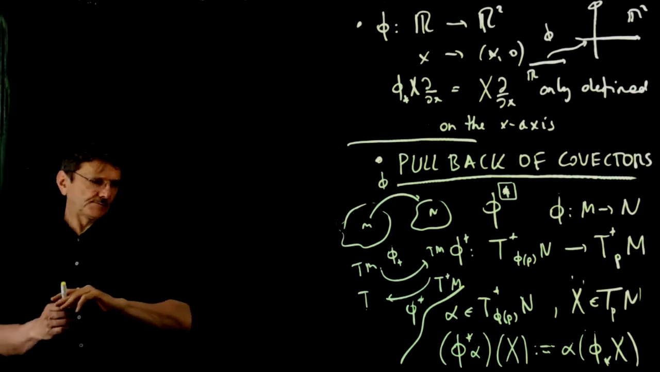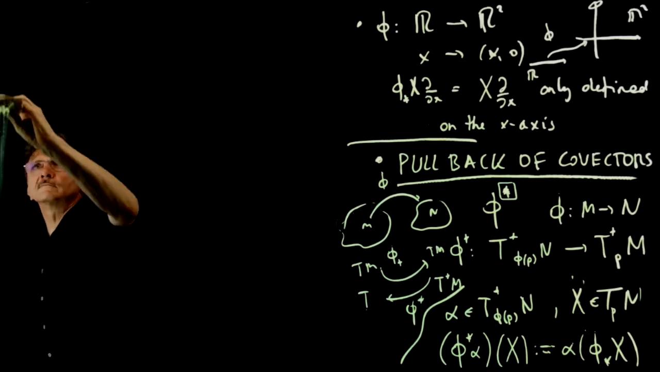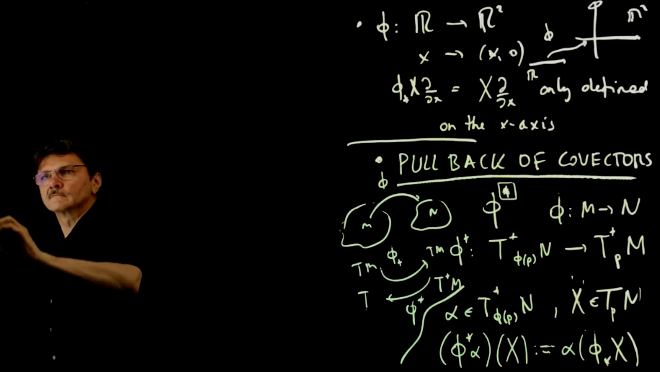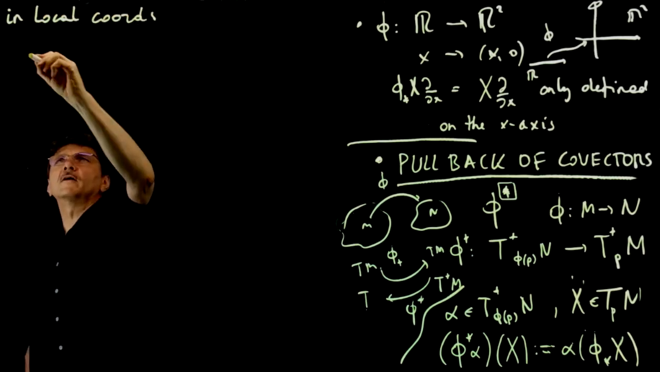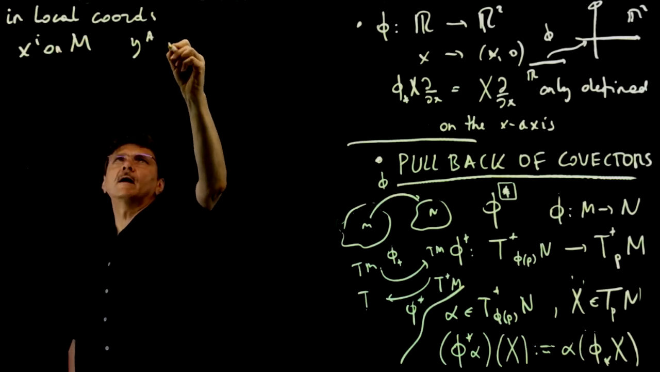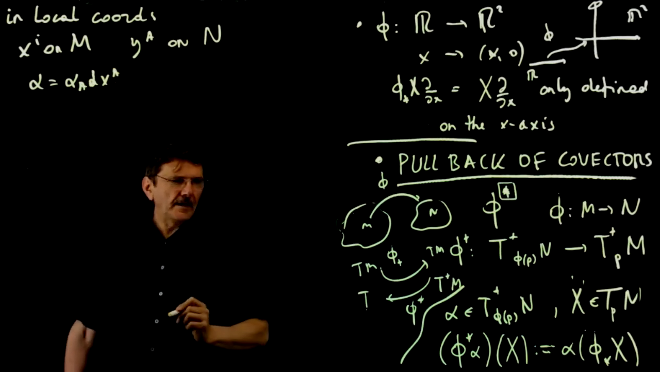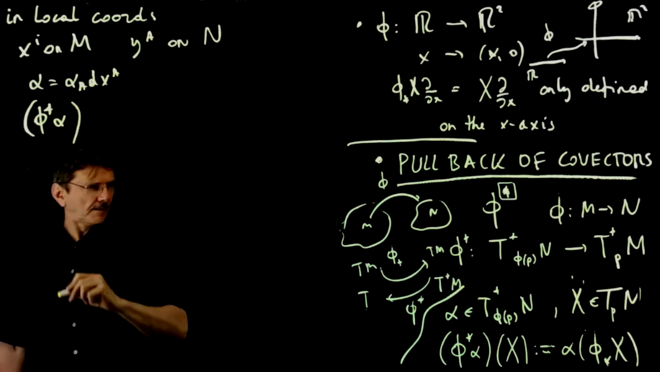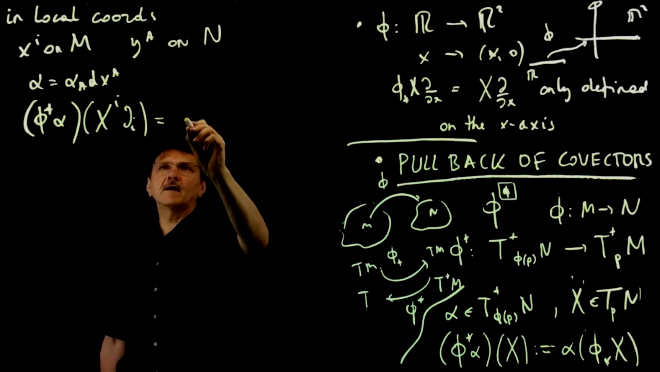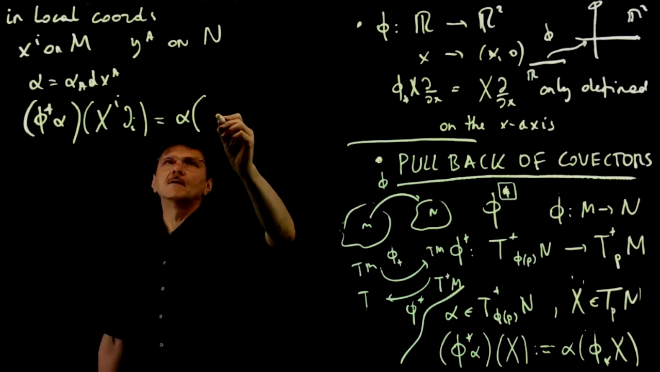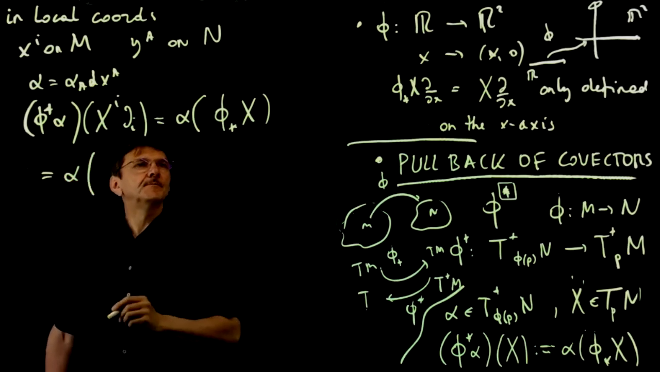So in local coordinates, we had x^i on M, y^A on N, so alpha is alpha_A dy^A, and phi star of alpha, which acts on x^i d_i, then this is alpha acting on the push forward of x. And we just worked out what the push forward of x was in local coordinates.